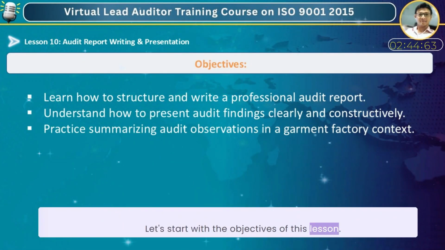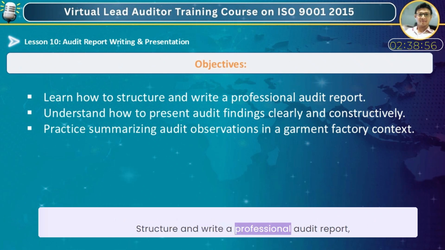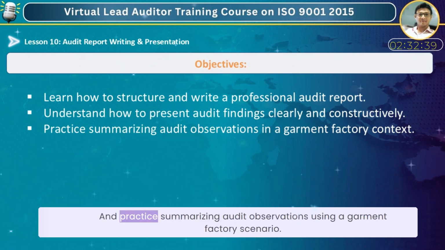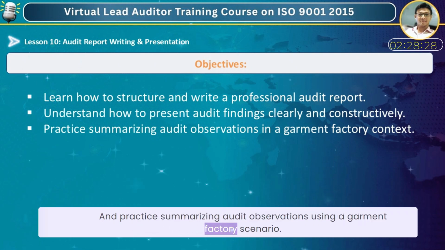Objectives of this lesson. By the end of this session, you should be able to structure and write a professional audit report, present audit findings clearly and constructively, and practice summarizing audit observations using a garment factory scenario.